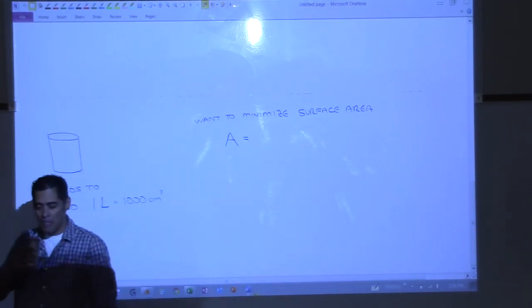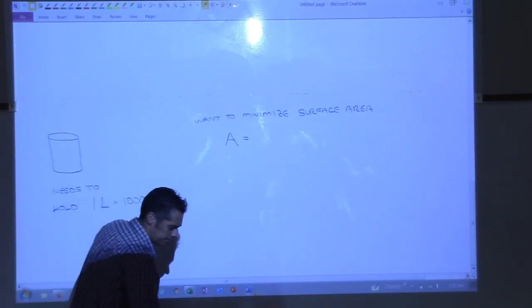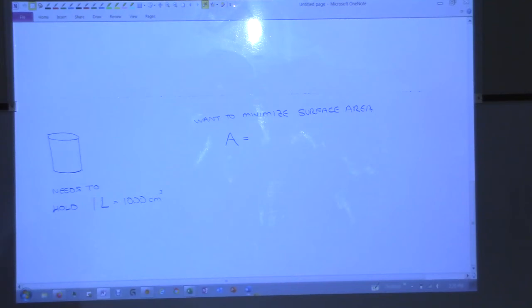So let's see if we can come up with the formula for the surface area of a can. Yes? Would it be 2 pi r squared plus 2 pi r h? So like the surface area of the two tops, and then the circumference times the height. That sounds right. 2 pi r h. Yeah, that's right. Good.